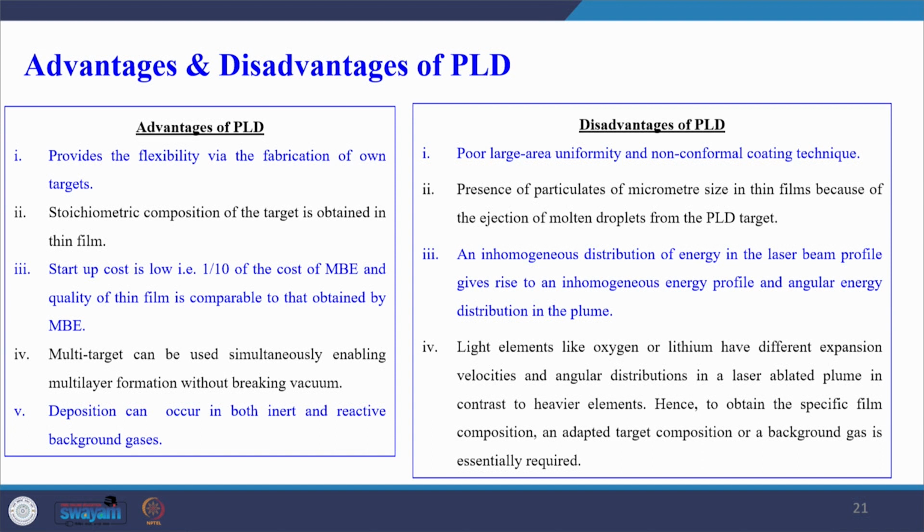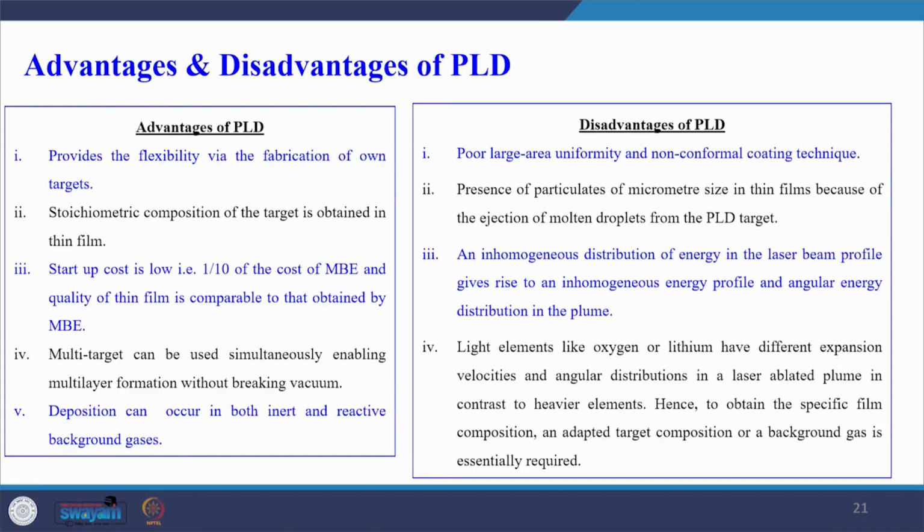But despite the advantages, there are main disadvantages. One is getting large area uniform thin films, which is still challenging, but there are certain methods like rastering the substrates, or some combinatorial pulsed laser deposition techniques, which people are also using. So maybe in the near future it can be useful for industrial purposes. And then sometimes micron size particulates are present in the thin films, which is detrimental to the quality of the thin films.